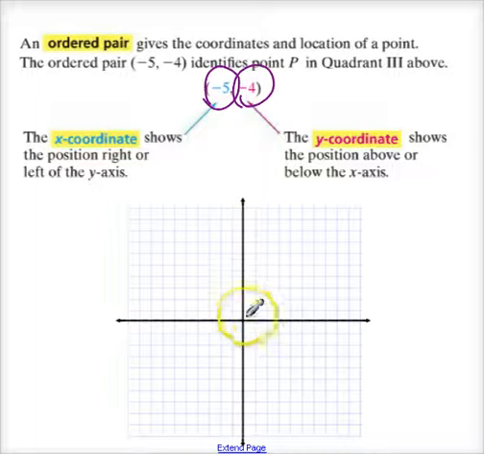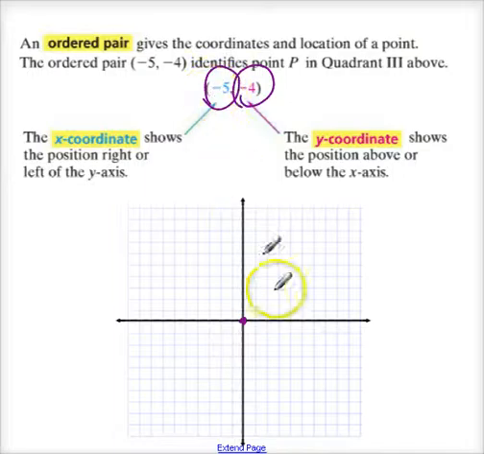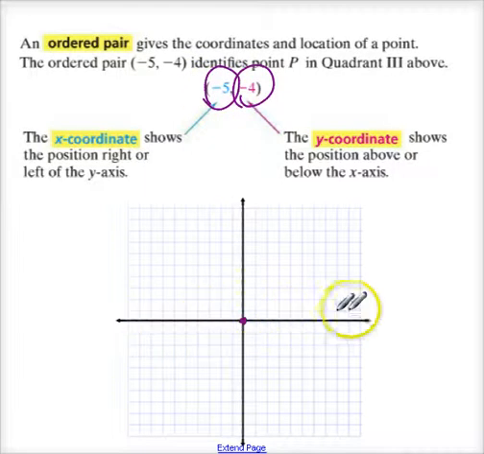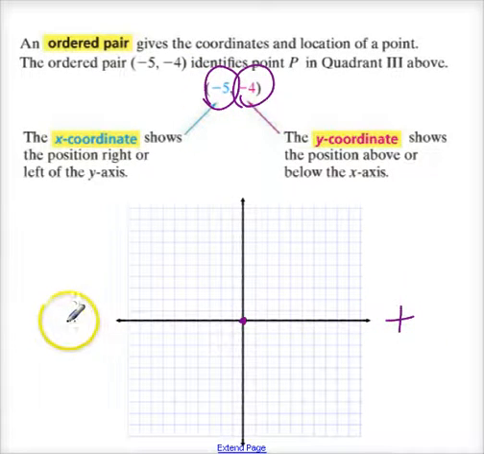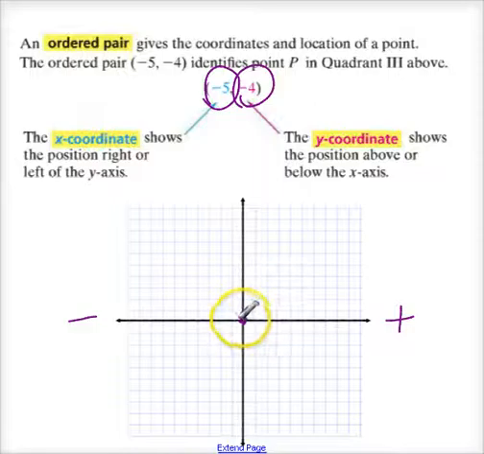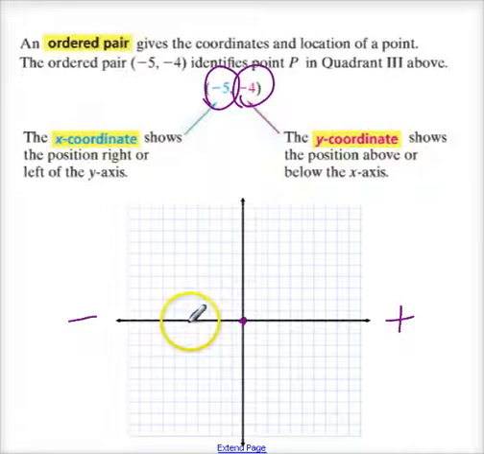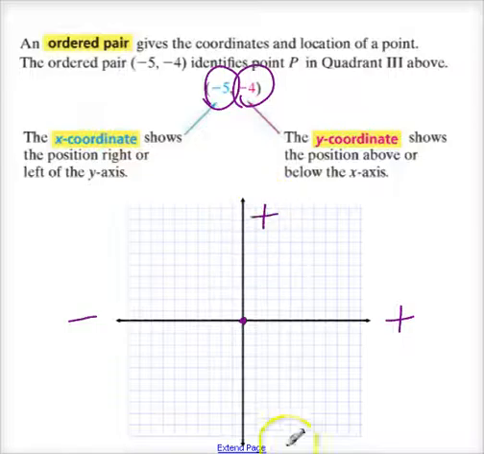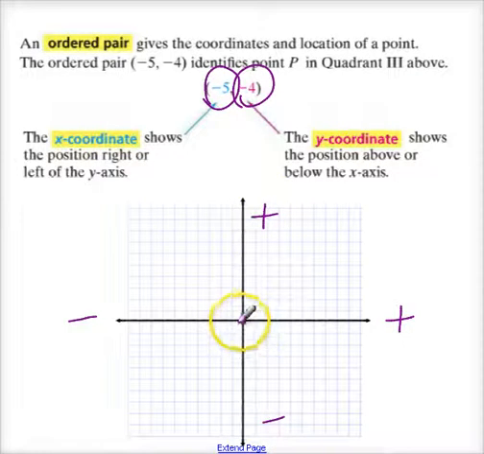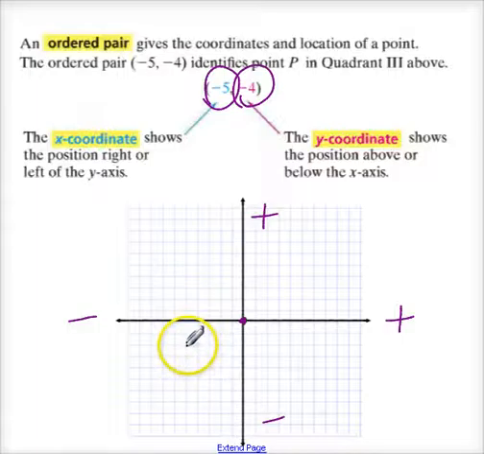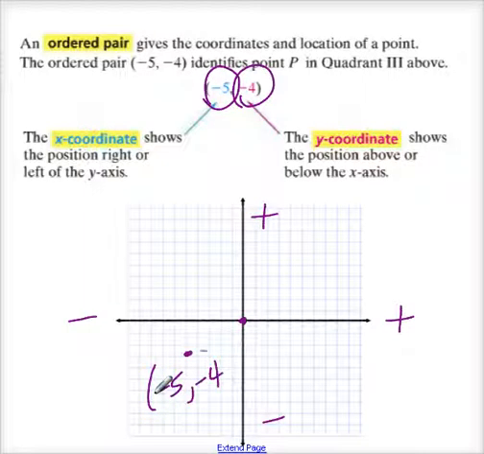So to plot this point, you always start at the origin. We need to go -5. Well, going right is positive, going left is negative. So I'm going to move 5 to the left. Okay, and then we have to go -4. Going up is positive, going down is negative. So I went -5, got to get back to my spot here, and now I'm going to go down 4. And there's my point right there. I can label it if I want, -5, -4.